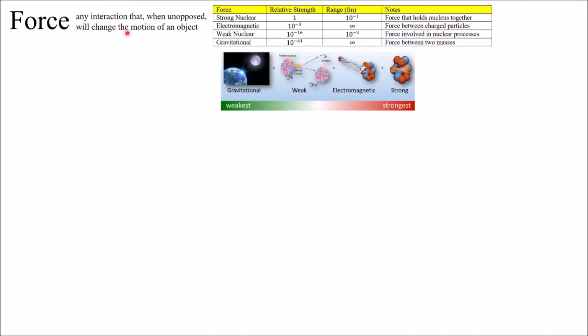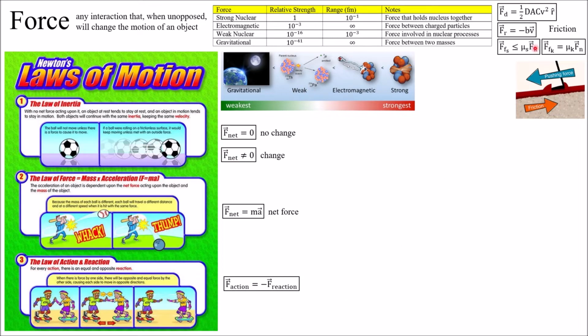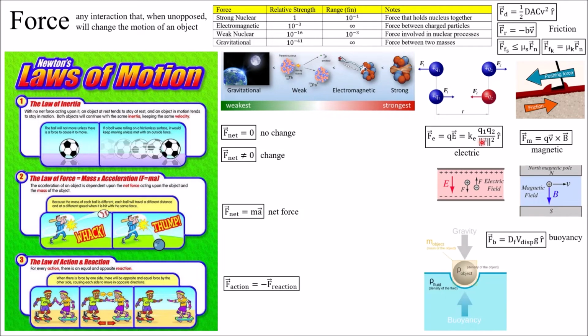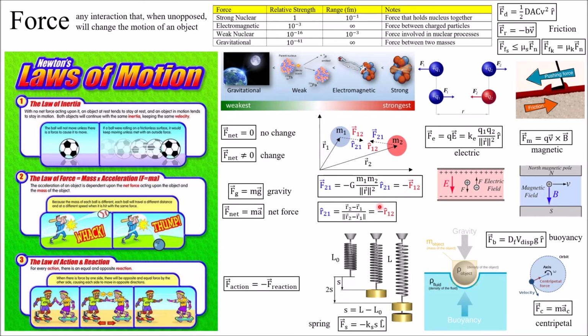Remember that a force is any interaction that, when unopposed, will change the motion of an object. And remember, we talked about the four fundamental forces of nature. We talked about Newton's three laws of motion, friction, which is opposition to that motion. We have electric and magnetic forces as well. We have buoyancy. We have centripetal force. We have gravity. But today we're focused mainly on springs.